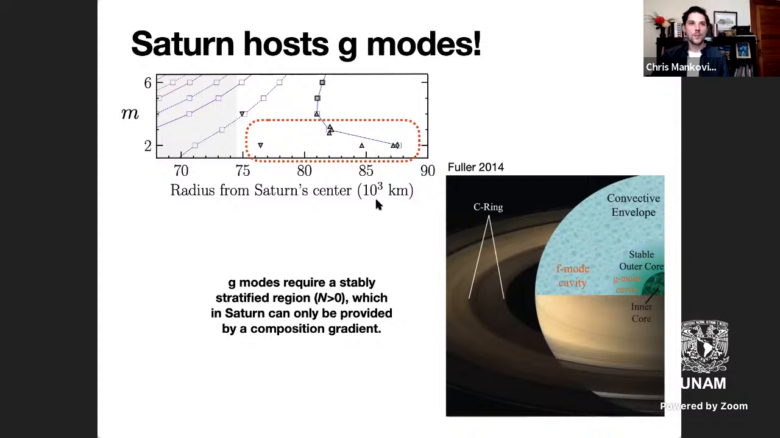And that's an idea that was first laid out by my now collaborator, Jim Fuller, now professor at Caltech, back in 2014. And he argued, when only a subset of these data were available, that Saturn featured some stable stratification in its interior, probably associated with the boundary of the solid core that could support G modes. And so Saturn's interior hosts not just an F mode cavity, but also a G mode cavity deeper down. And again, in Saturn, this can only be provided by a composition gradient, because these interiors are so opaque that by default, they're fully convective unless there's something else going on.